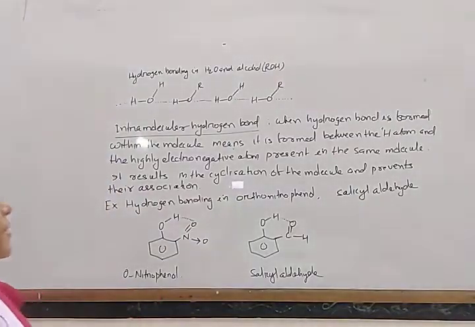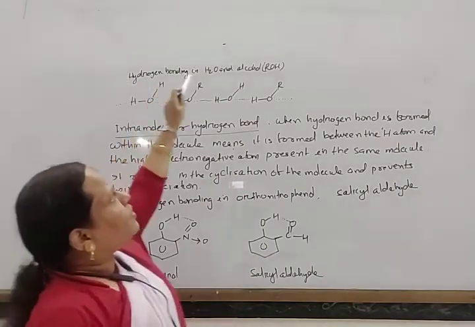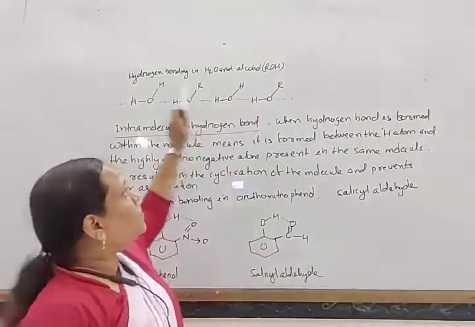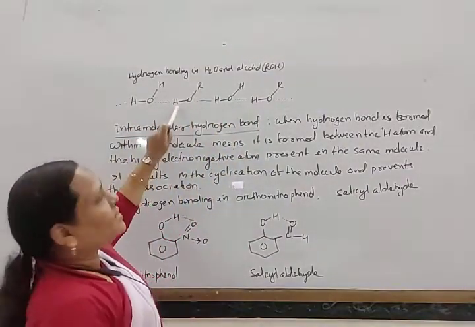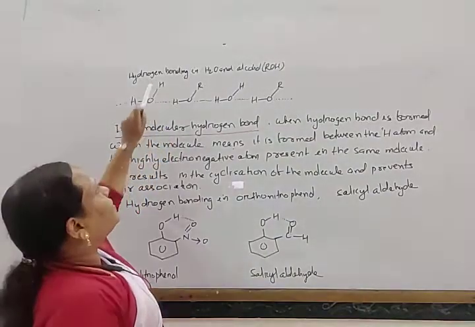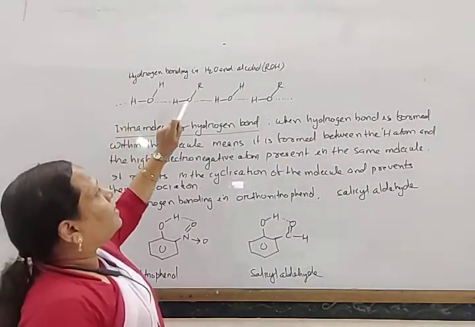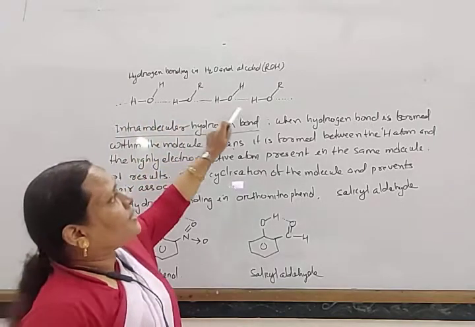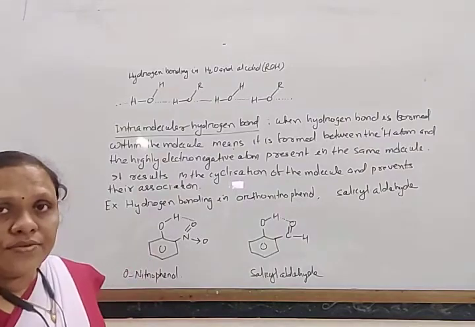So look here, this is another example of hydrogen bonding in water and alcohol. It is also intermolecular hydrogen bonding. ROH represents the alcohol, HOH represents the water. So in water and alcohol, hydrogen bonding takes place, due to which alcohols are soluble in water.